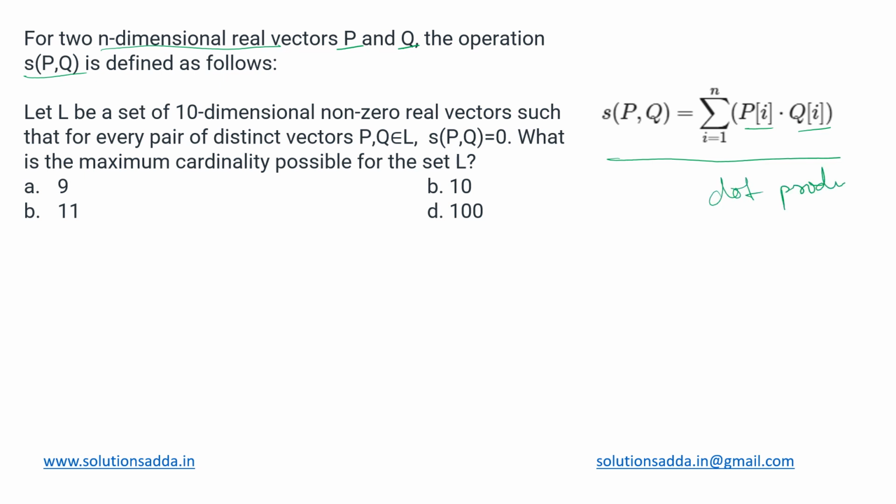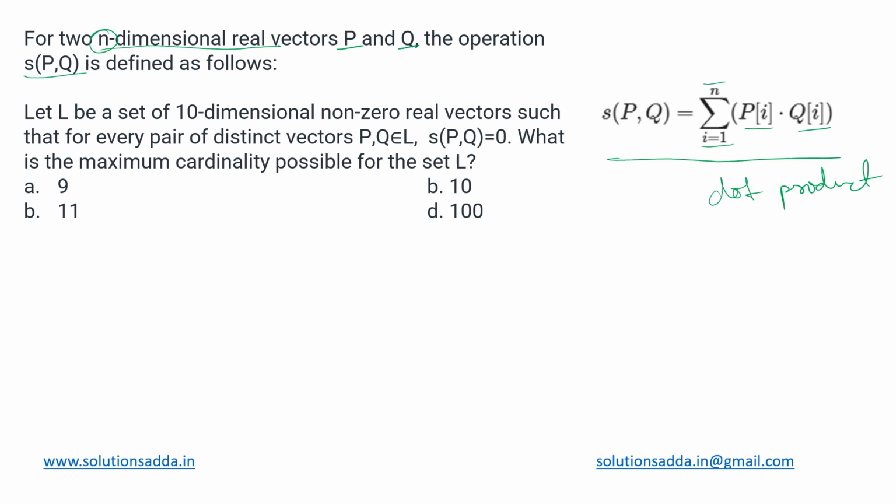And for every possible pair of P and Q, we'll be performing this operation on every dimension one at a time. It is an n-dimensional space, so from I going from 1 to n means in every dimension we are taking the dot product and then we are summing them up.